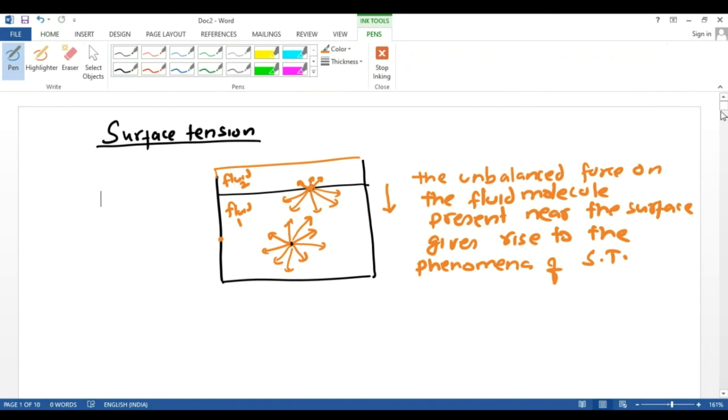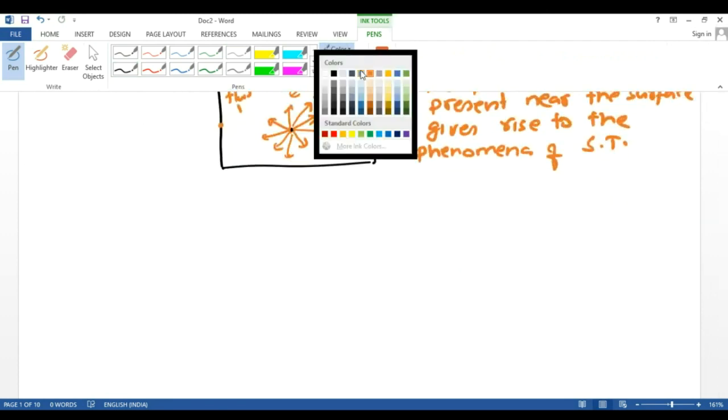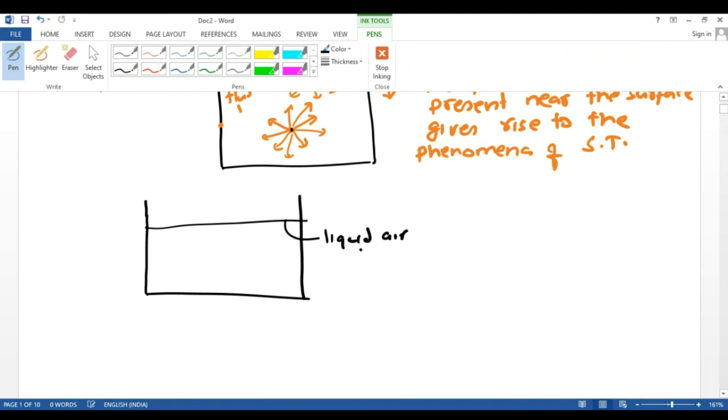So what happens is that because of this unbalanced force, right? I'm again taking the same example here, that we have this liquid surface. This is the liquid-air interface. So the molecules at the liquid-air interface, we know they are acted upon by a net force in downward direction. So all the molecules here are acted upon by a net force in downward direction.